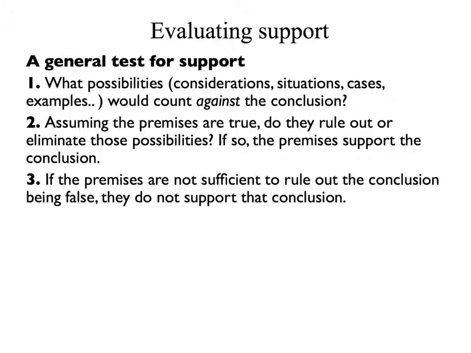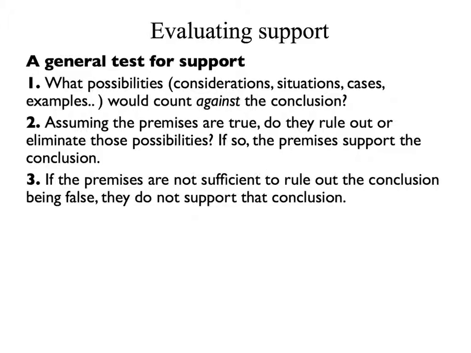It starts with the conclusion. And you should look at the conclusion and ask yourself, how could this be false? How could the conclusion be false? What are some possibilities or arguments, reasons, considerations, situations, examples that would count against the conclusion? Then look at the premises and ask yourself the question, well, supposing those premises were true, would they rule out or eliminate those possibilities or considerations or arguments that count against the conclusion?